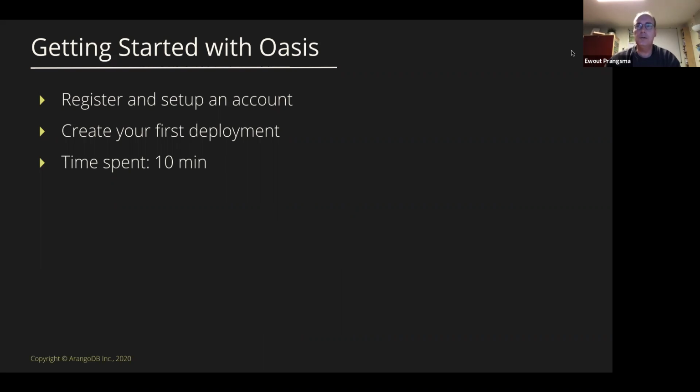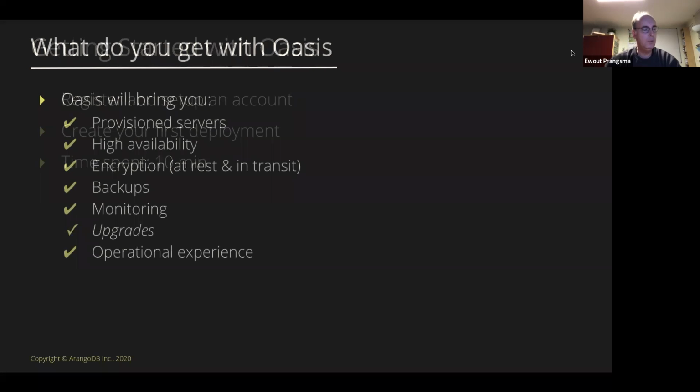Oasis is the managed service for ArangoDB. You go to cloud.arangodb.com and you register and set up your account. That's literally a few minutes worth of work. You set up an email address and so on, and you create your first deployment. Deployment is just a fancy name for an ArangoDB cluster, which we spin up for you automatically in the cloud. So it's not that we have a huge amount of people sitting there waiting for you to request anything. Everything is automated. And then you get started.